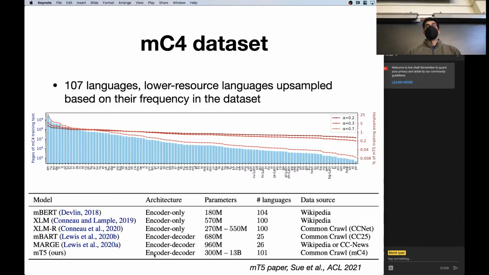But MT5, of course, is a generation model, right? A sequence-to-sequence encoder-decoder model. And its data comes completely from the Common Crawl. So yeah, at this point, if you're interested in getting a lot of data for any particular language, the Common Crawl is probably the best bet to get that data at scale.